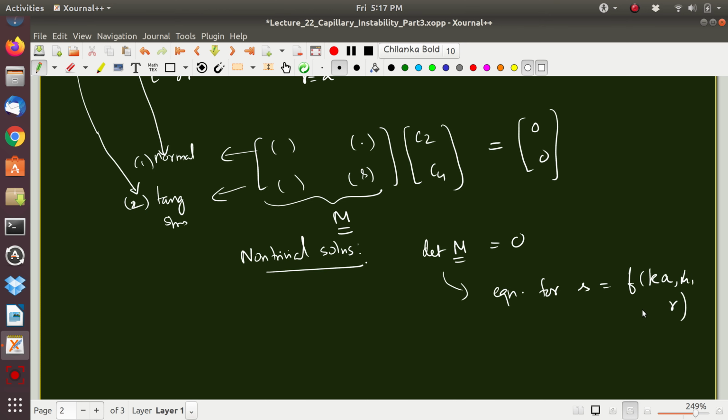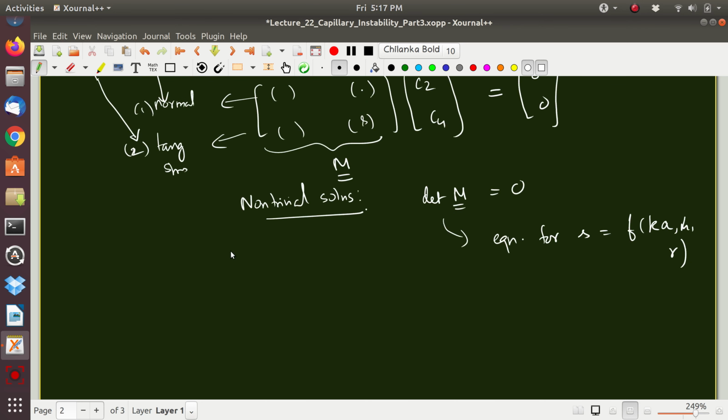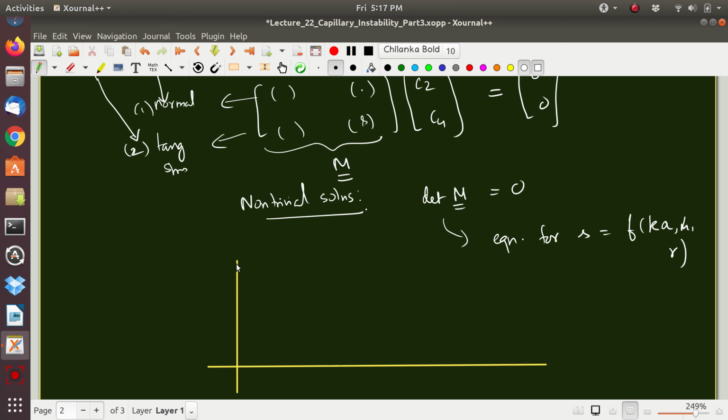Okay, and so you can plot this using software like MATLAB once you get the expression. So mu a by gamma times s, which is a function of k, this is basically making it non-dimensional, times ka will give you something like this.